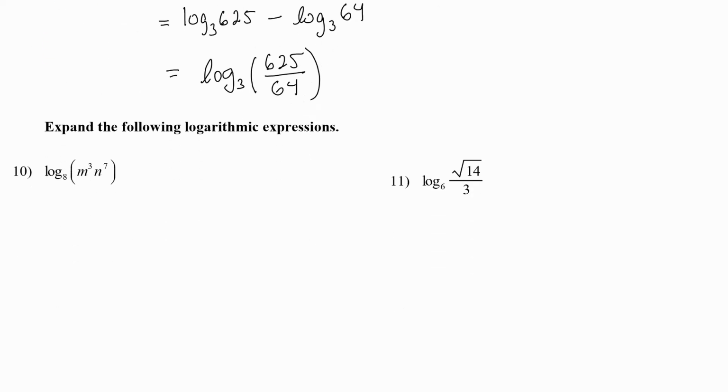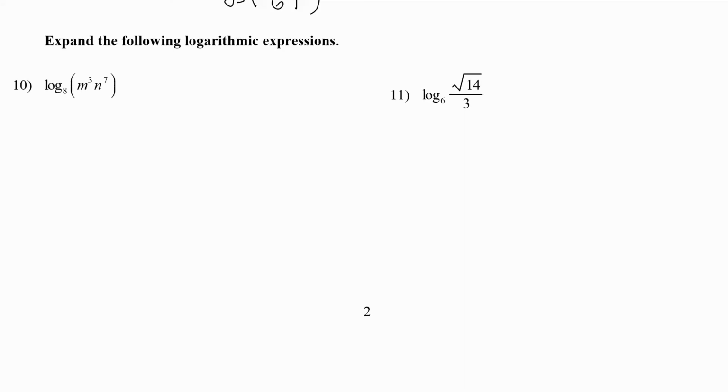So we'll do the same idea on number 10 and 11. Excuse me, we're going to do the opposite. We're going to expand this as far as using multiple logs, okay? So on number 10, we have log base 8 of quantity m to the 3rd times n to the 7th.